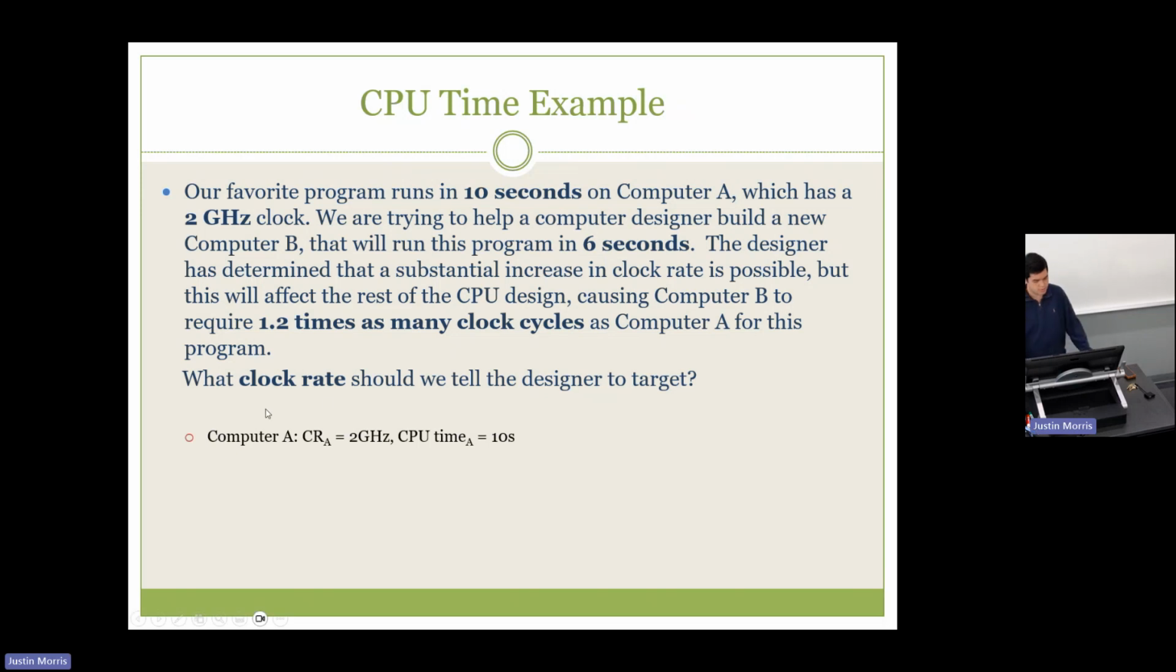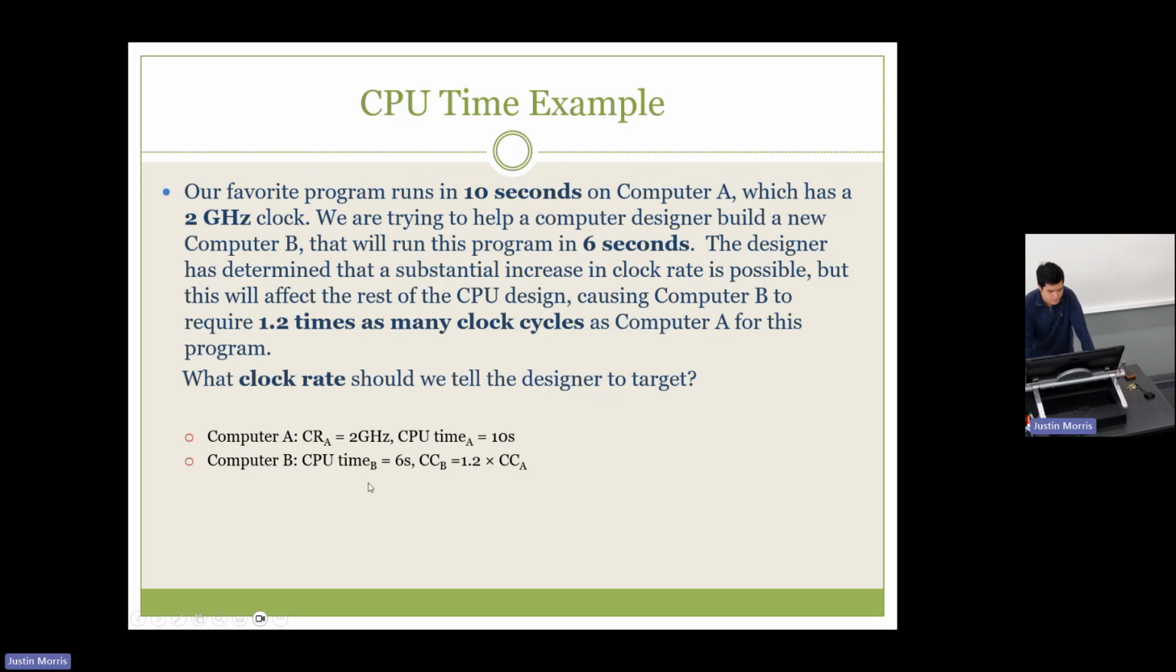So here's basically our information first. The clock rate of computer A we know is 2 gigahertz, and we also know that its CPU time is 10 seconds. So we have an equation with 3 variables, and we know 2 of them, so we can solve for the third. So what can we solve for here? Computer A's clock cycles. Yes.